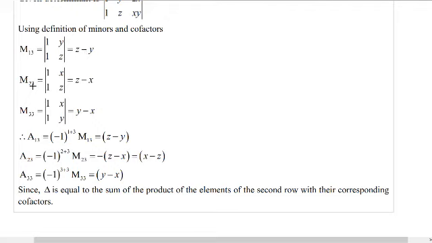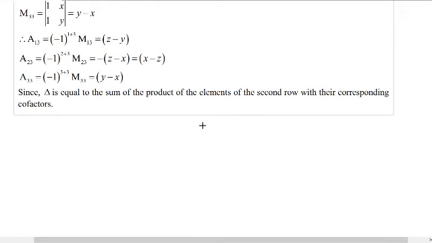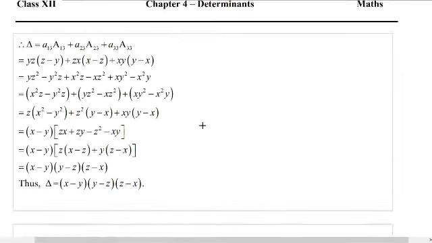Now here the sum is odd. It means the cofactor will have the negative sign of this, so it will be x minus z instead of z minus x. Okay. And similarly, if we want to find cofactor 3, 3, the sum is even, therefore cofactor 3, 3 will be the same, y minus x. Done? So explanations are quite simple.